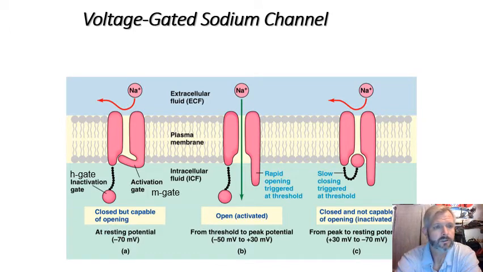All right, let's take a closer look at these two channels that are going to make our action potential take place. The first is the voltage-gated sodium channel. Here is the voltage-gated sodium channel, and this is going to differ a little bit from the potassium channel. There are two gates that help regulate whether sodium can move through the channel or not. There is this activation gate that is closed here, and this inactivation gate.